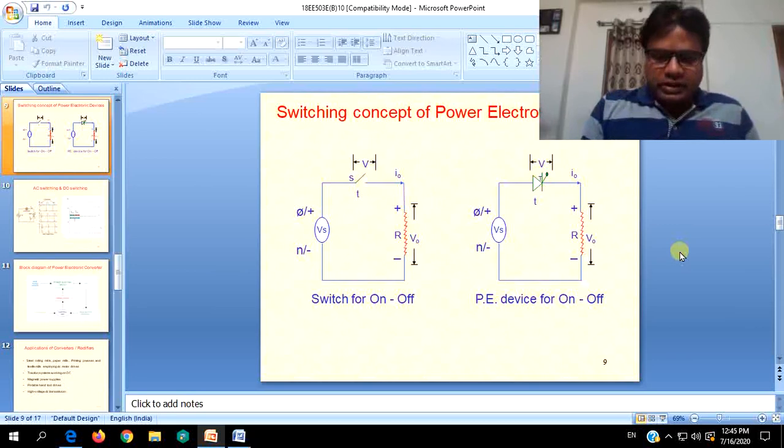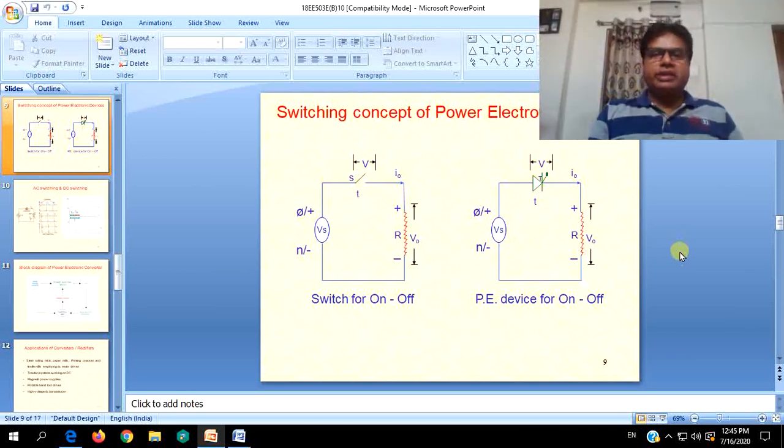Now, before going further to the actual rectification circuits, we will try to understand the way power electronic devices are dealt with, or how they are used in case of converters or applications. Here you have to understand the switching concept of power electronic devices, where two circuits are shown. The first circuit is shown with a simple switch. Vs is the source. It can be phase neutral, meaning AC, or plus minus DC. A resistive load is taken for discussion purposes, where a simple switch is used.